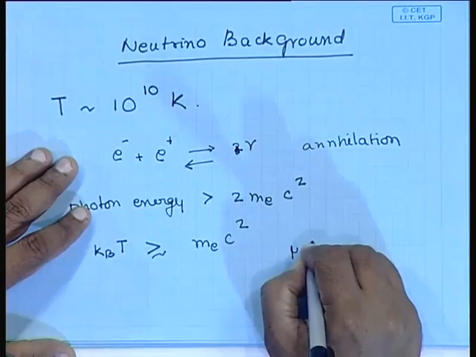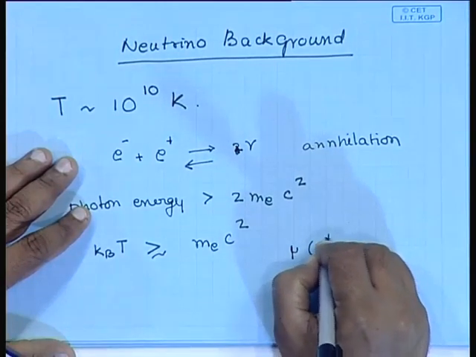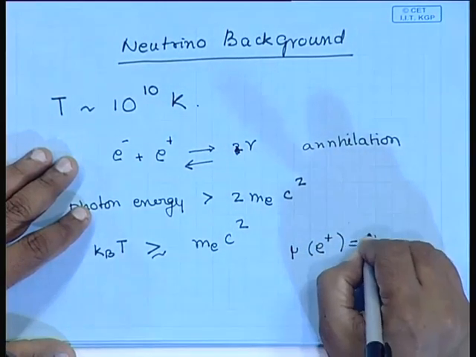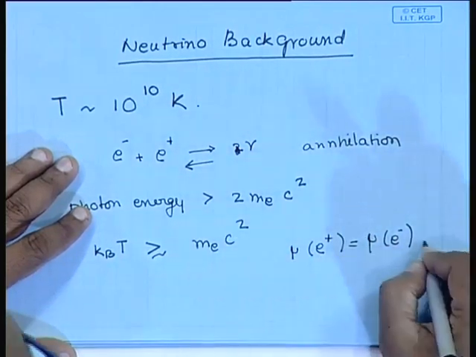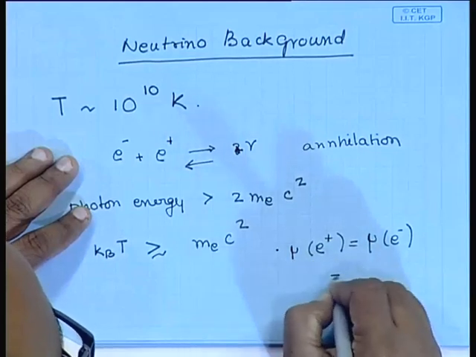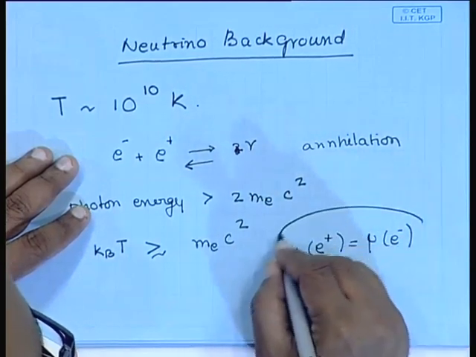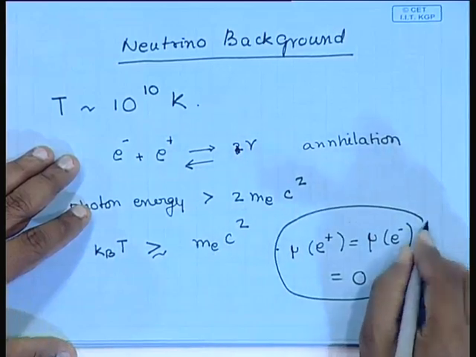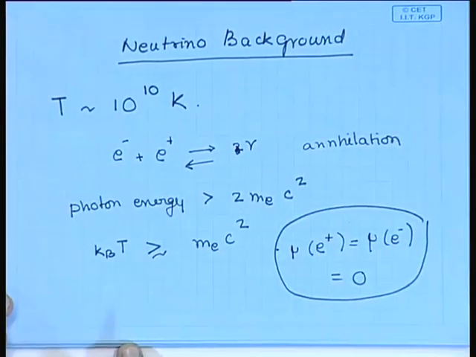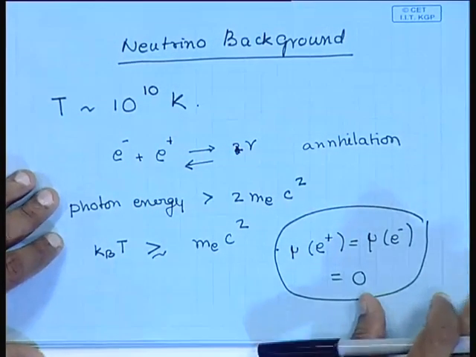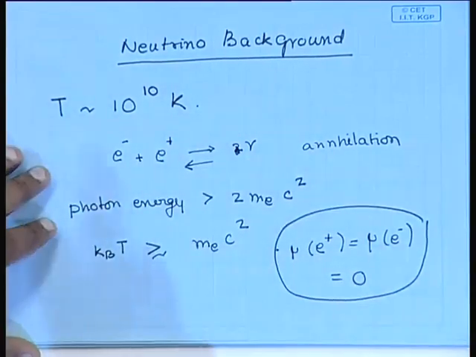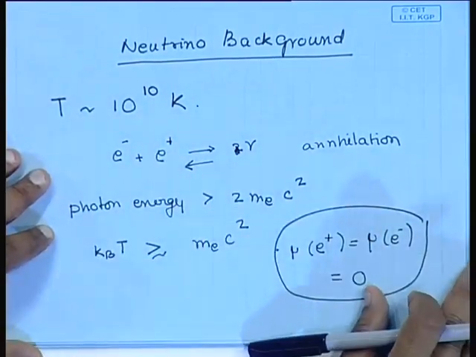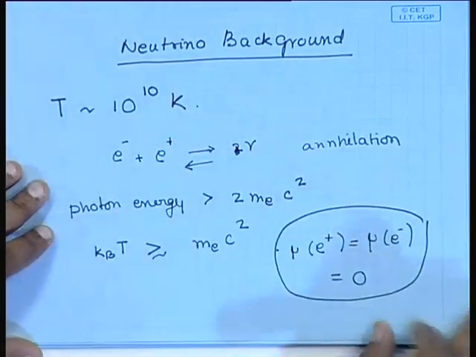So, the chemical potential for the positron, sorry, other way around, this is positron, this is electron, is approximately 0. The number density of electron and positron was the same when these numbers were copious, and it is the same afterwards also. So, we have these electron positron pairs being produced at temperatures higher than 10 to the 10 Kelvin.